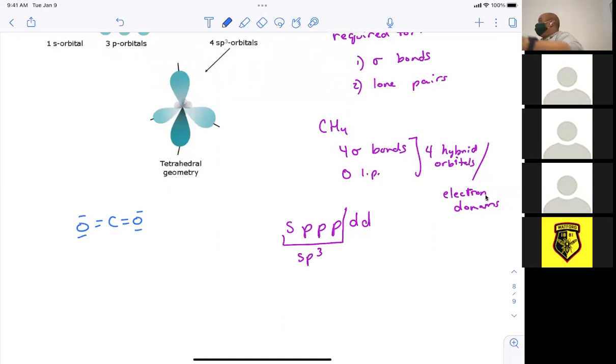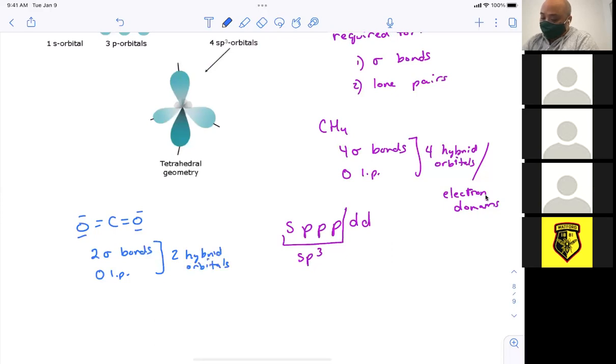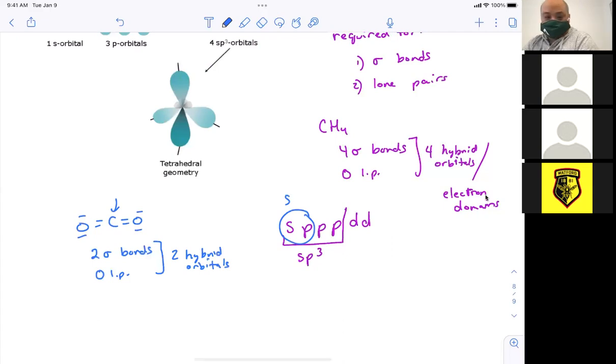If I have something like CO2, how many sigma bonds does CO2 have? 2. How many lone pairs does the C have? 0. So that means you have 2 hybrid orbitals. So what's the hybridization around C? sp1. Or just sp, because you only need 2 hybrid orbitals there.